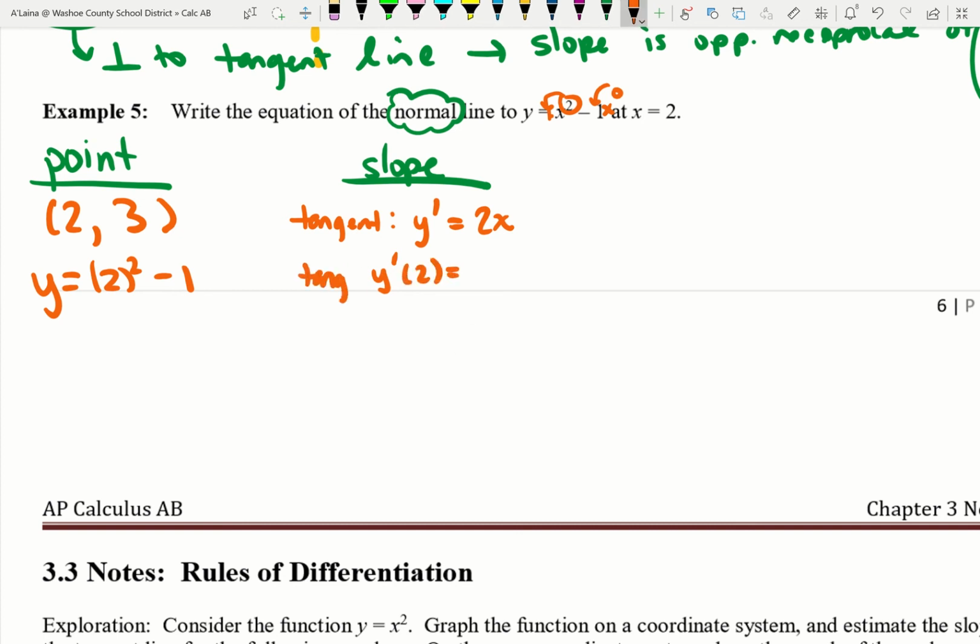And so the tangent line at 2, this is still working with the tangent line, would be 2 times 2, which is 4. So the slope of the normal line would be the opposite reciprocal of this, which would be -1/4.